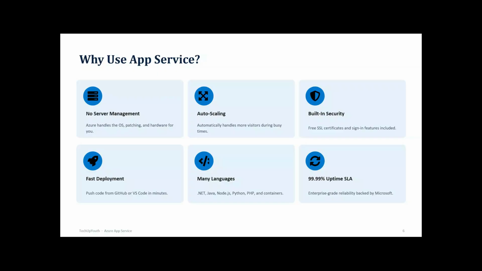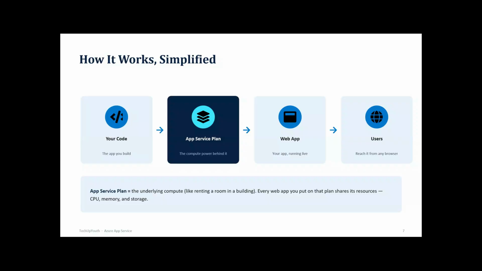How it works is very simple. Your code, the app you want to build, then there is an app service plan. App service plan simply means the compute power behind it. Inside the app service plan, you have the number of CPUs, the memory, the disks, all those things that have been put in the house for you to build your application. Once you have that, you can build your web app, which is going to run live. Once it starts running live, users can reach it from anywhere, anytime, with any browser and access your application.